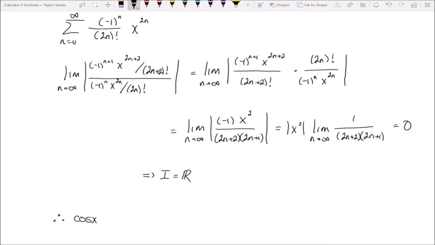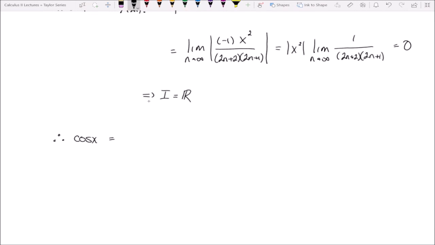And so we say that cosine of x is the sum n equals 0 to infinity, negative 1 to the n, times x to the 2n over 2n factorial for all values of x.